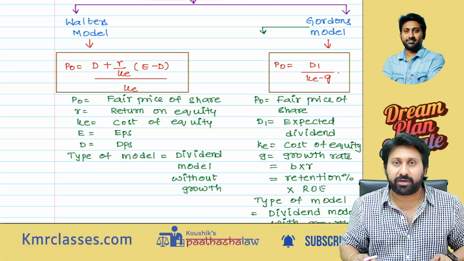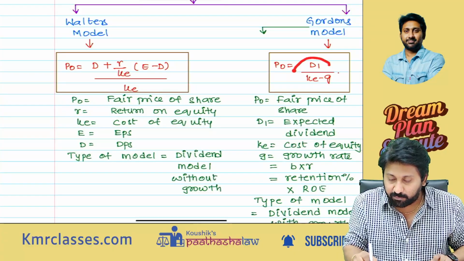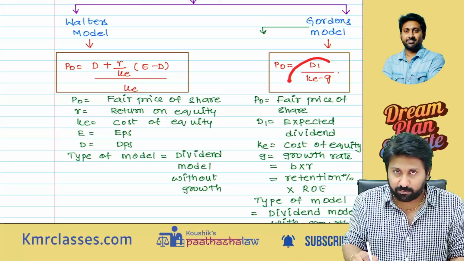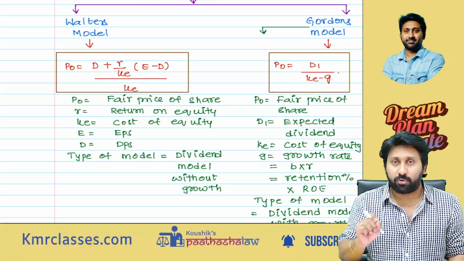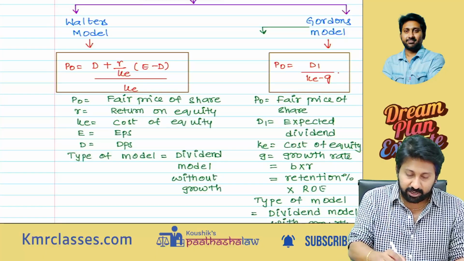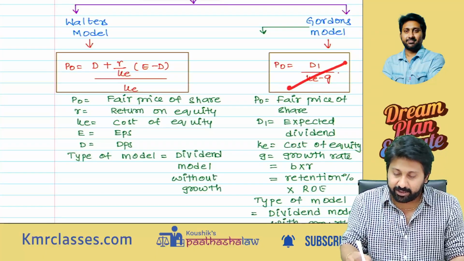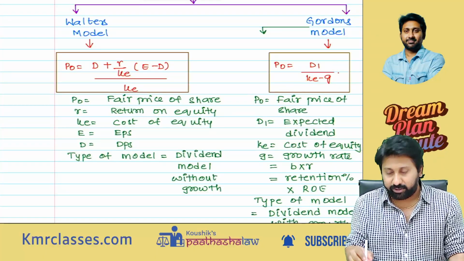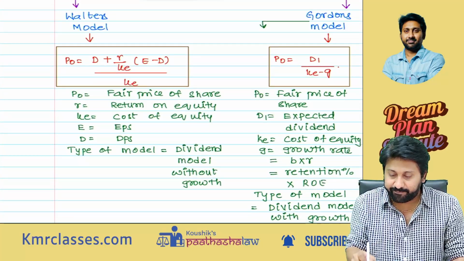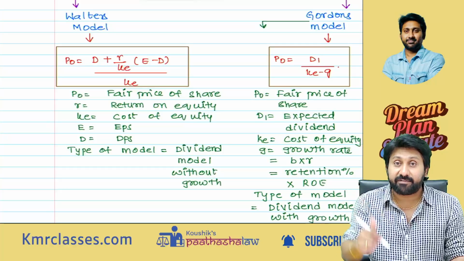P0 = D1 / (KE − G). This formula is called the constant dividend model, with growth. This is a normal constant dividend, and this is the constant dividend with growth, where P0 is the price per share today, the present value of a share. D1 is the expected dividend.